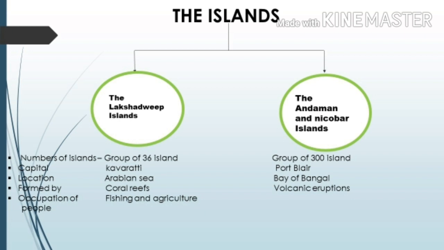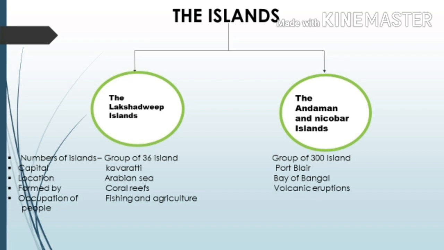The Lakshadweep Islands is a group of 36 islands. Its capital is Kavaratti. It is formed by the coral reefs, and the major occupation of the people living here is fishing and agriculture.